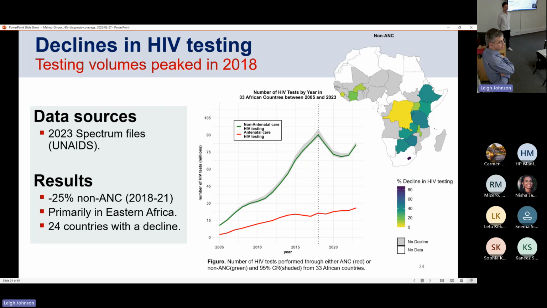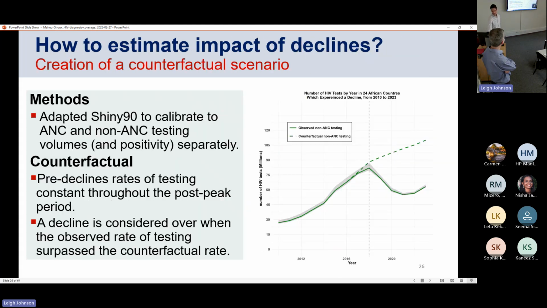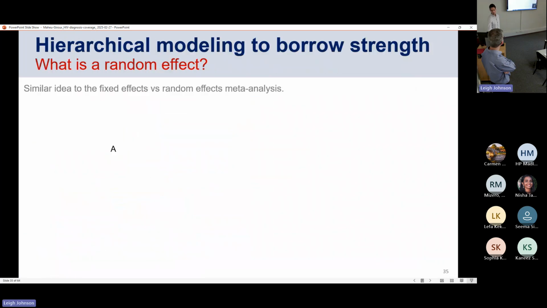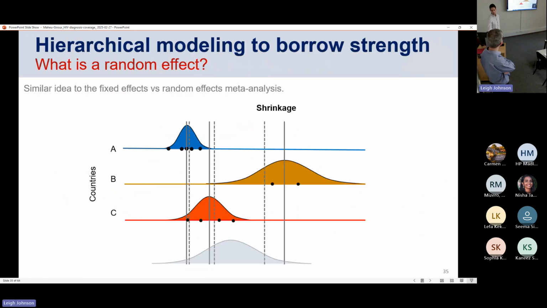Any other questions? Or just a comment about the self-testing estimates for your colleague. 2 of those 3 countries are tiny little countries, Eswatini and Lesotho. Yeah. As long as she's aware of that. Yeah. It's hard to draw conclusions for the whole of Africa based on such a thing.